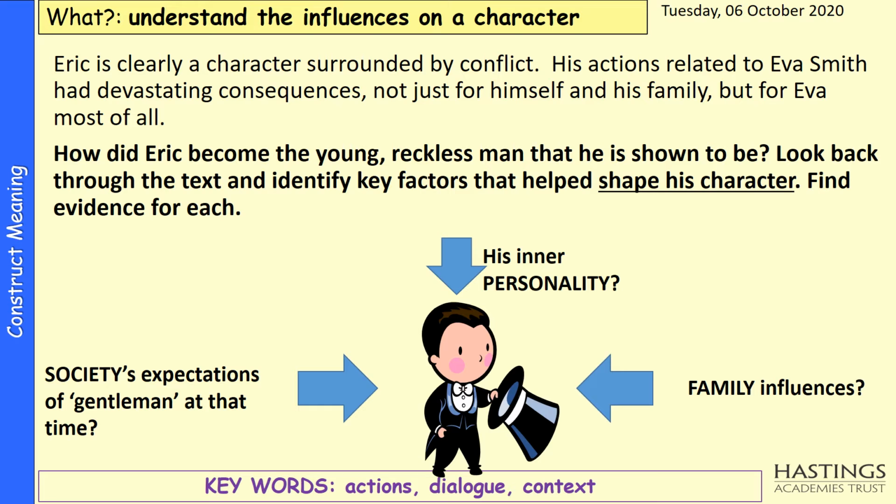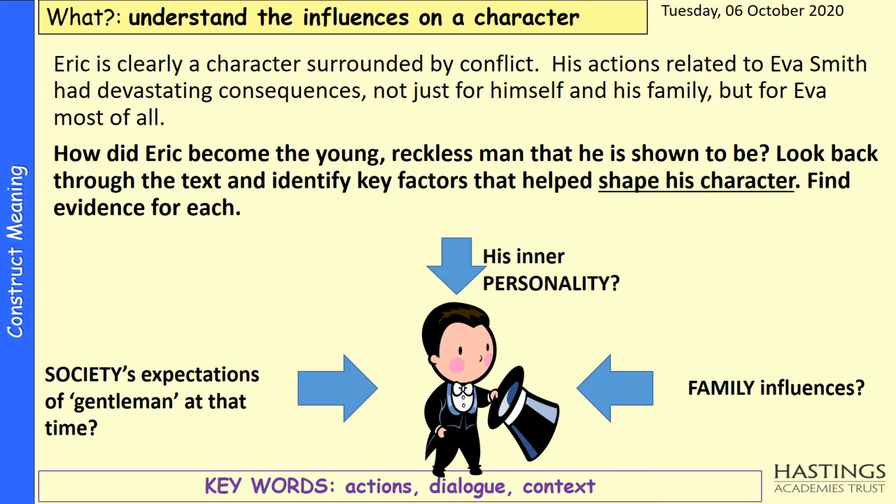Eric is clearly a character surrounded by conflict. His actions related to Eva Smith had devastating consequences, not just for himself and his family, but for Eva, most of all. How did Eric become the young, reckless man that he is shown to be? Look back through the text and identify key factors that help shape his character.